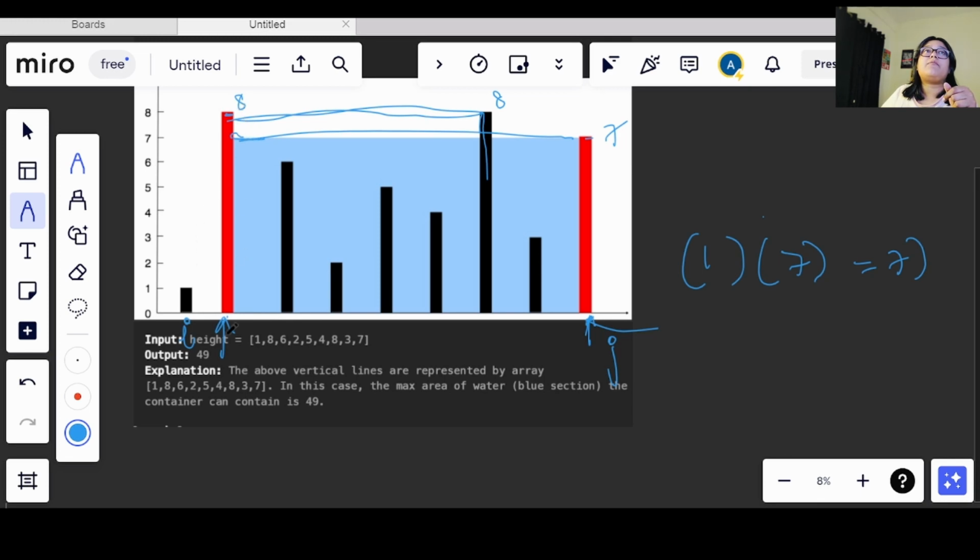Now we have a height of 8, and the difference between them is 7, and the height for this is 7. So we have to take the minimum. The minimum of 8 and 7 is 7. So we multiply them, and now we have 49 here. After that, which one is the minimum of both? This one, so we will move here.